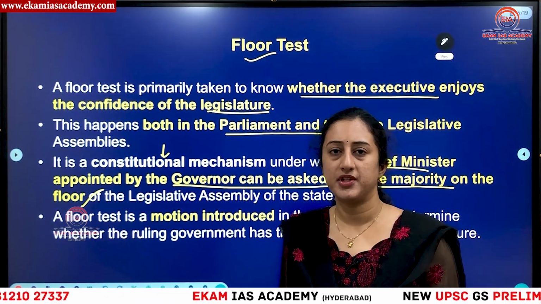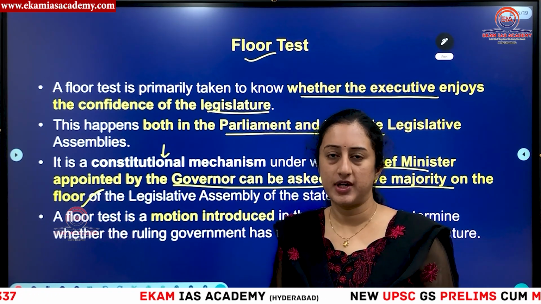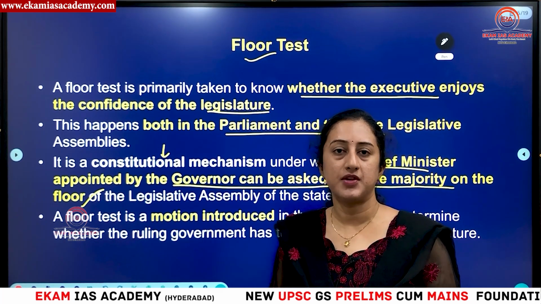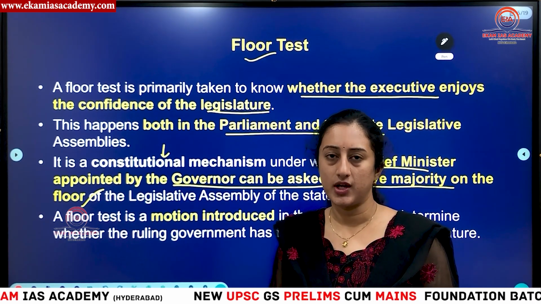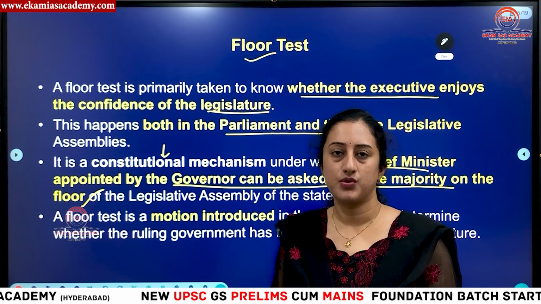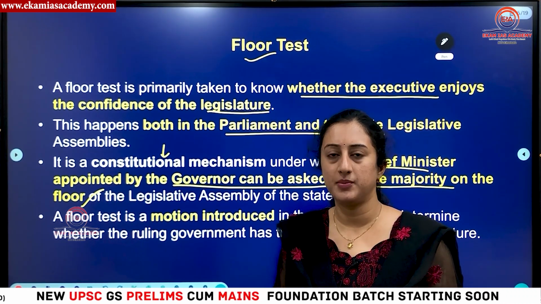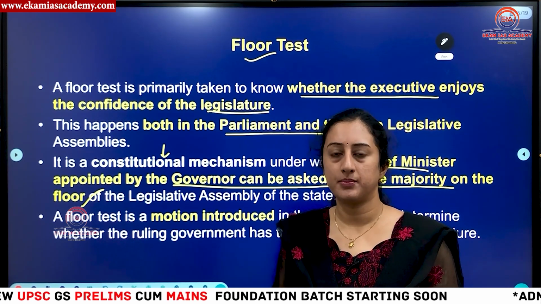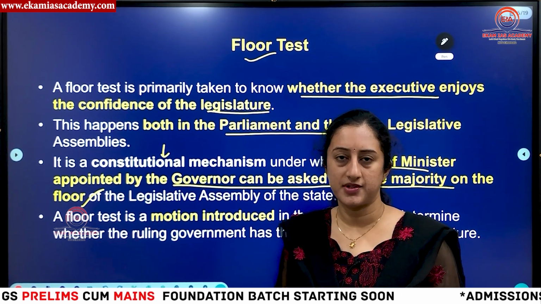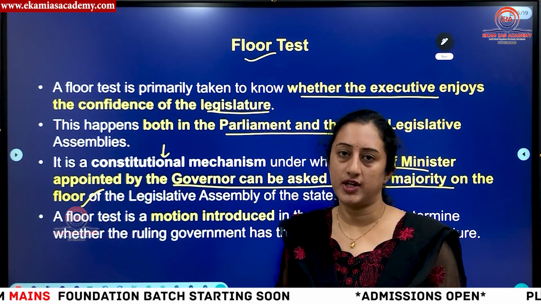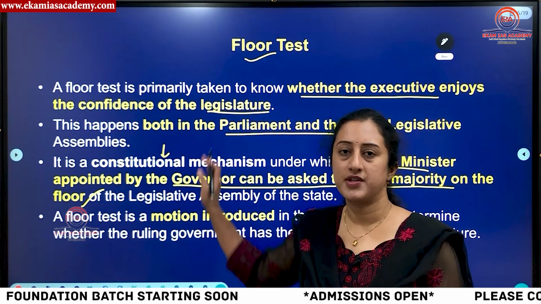If you remember, there are some instances in case of a hung assembly where the governor can have discretion. But if someone in office, like a chief minister or prime minister, dies, and another person comes to the forefront saying that they have a majority, at that point of time the governor or president can appoint them directly as the chief minister or prime minister, and afterwards give them a chance to prove their majority on the floor of the house. That is what we consider as a floor test.